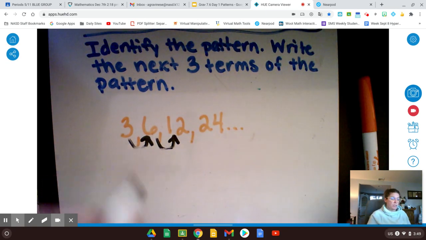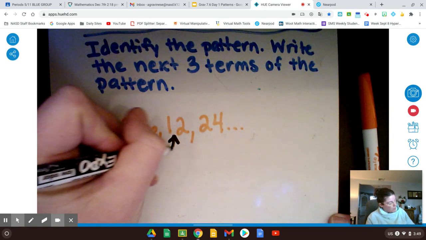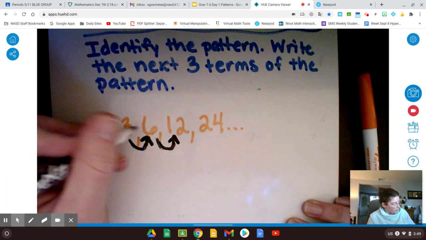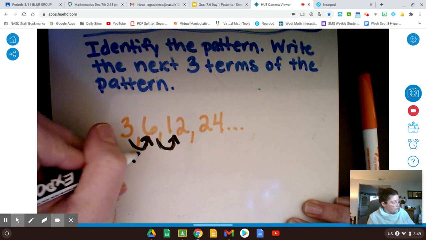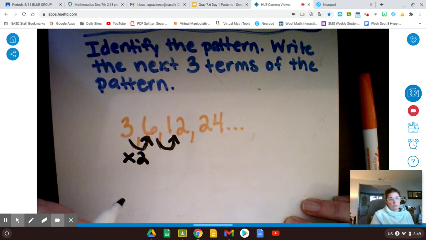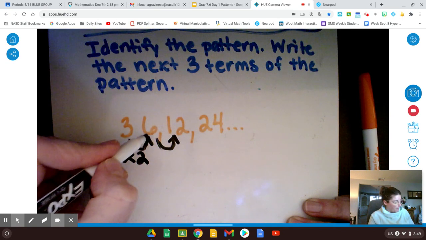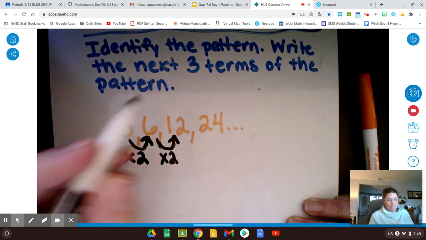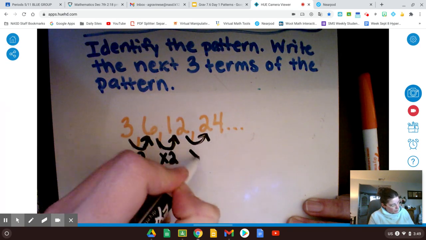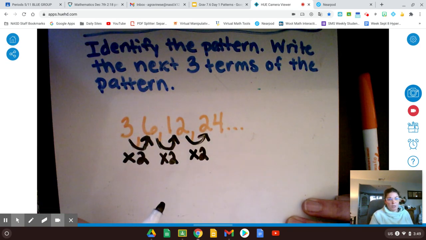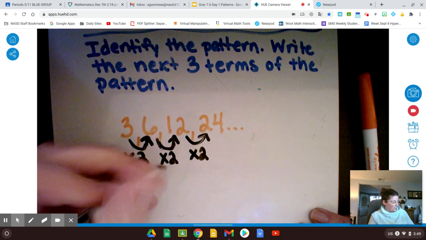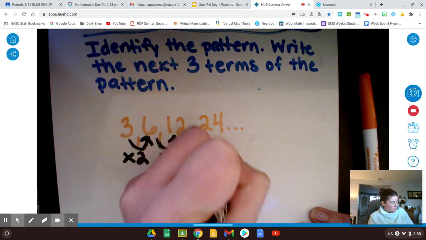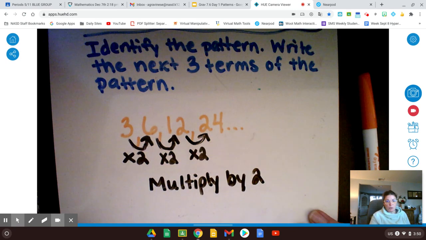That means I have to try something else. Well, if it's not addition, maybe it's multiplication. 3 to 6. Oh, wait a minute. I can do 3 times 2 to get 6. I'm going to test that out. Is 6 times 2 12? Yep. Is 12 times 2 24? So our rule for this sequence is to multiply by 2.